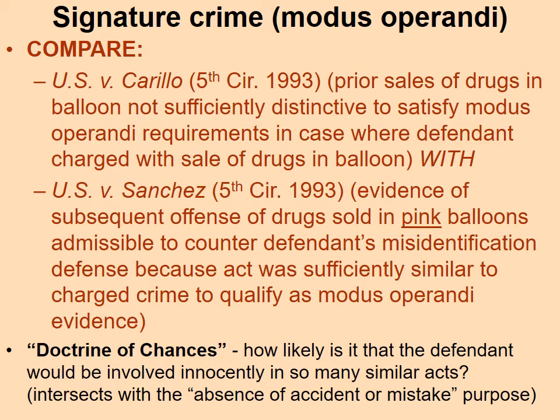Okay, and the last thing I have on this slide is the concept of the doctrine of chances, which is really sort of a variation on this signature crime theory that applies especially to cases like the brides in the bath case or the cyanotic children case, and I think also overlaps with the other possible purpose of showing lack of mistake or accident. So this doctrine basically requires looking into how likely it is that a defendant would possibly be innocently involved in whatever similar acts are offered as evidence. The idea is a freak occurrence might happen once, but if it happens again and again, the chances of it being an accident or mistake really diminish.